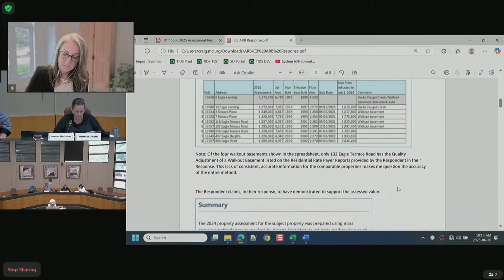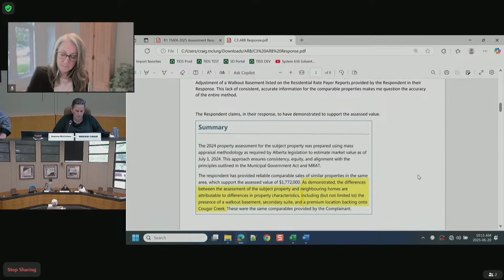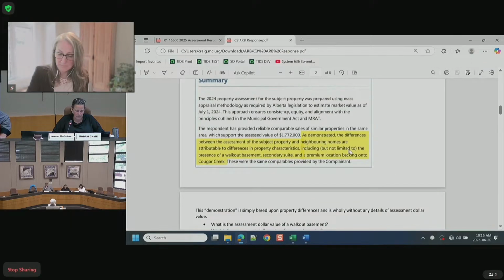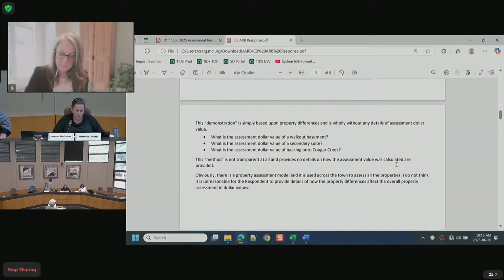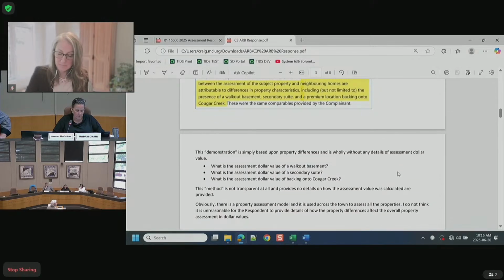As well, the respondent claims in R1 to have demonstrated support for the assessed value. I quote, "As demonstrated, the differences between the assessment of the subject property and neighboring homes are attributable to differences in property characteristics, including, but not limited to, the presence of, previously mentioned, walkout basement, secondary suite, and a premium location backing onto Cougar Creek." There's no demonstration. There's just the fact that we have these property differences.